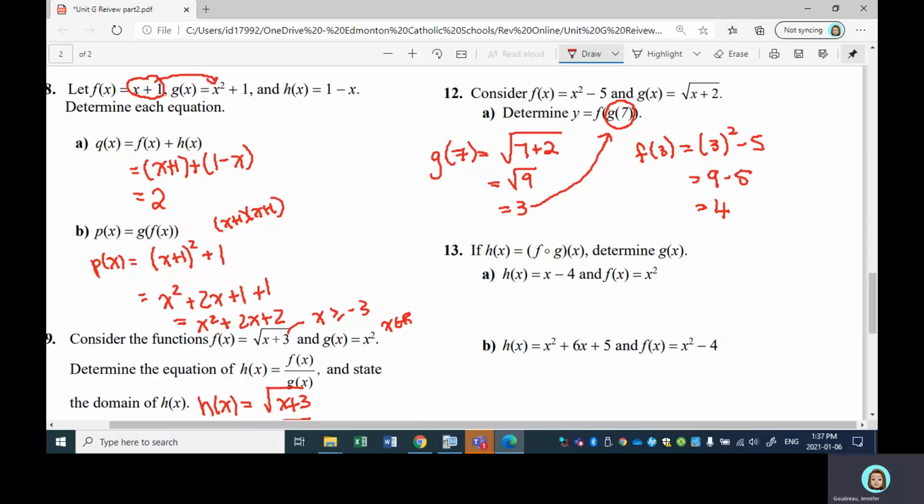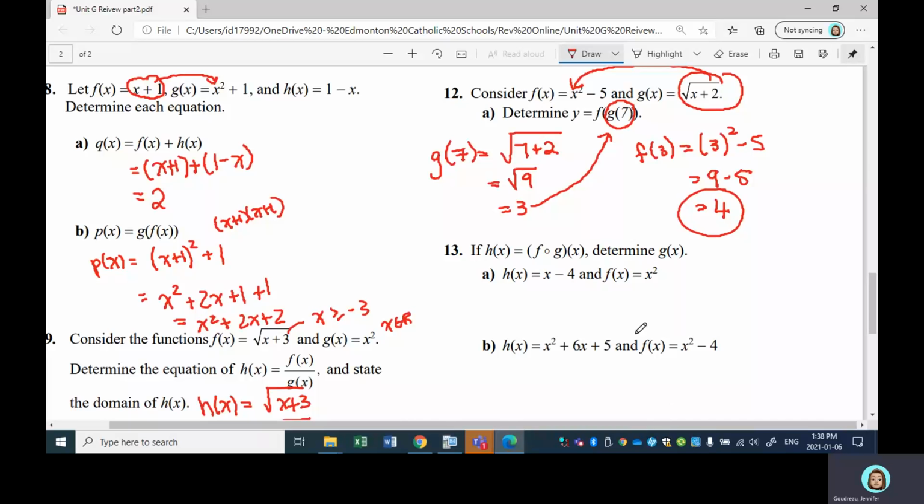Alternatively, this would probably be the long way, but you could get an equation for f at g at x. So you could take g at x, plug it into f at x and get the simplified function, then substitute in the 7. You'll still get 4. It's totally up to you if that's the steps you want to take.